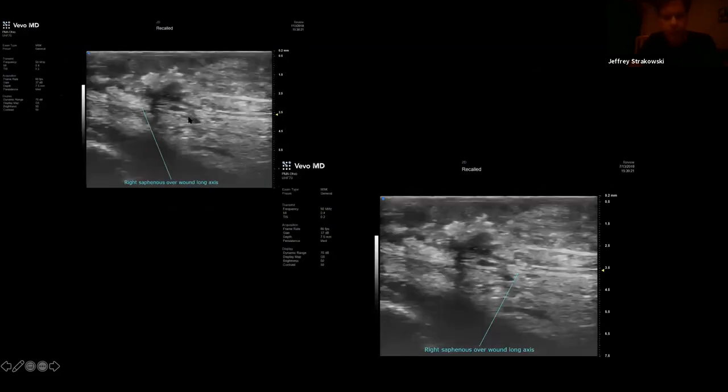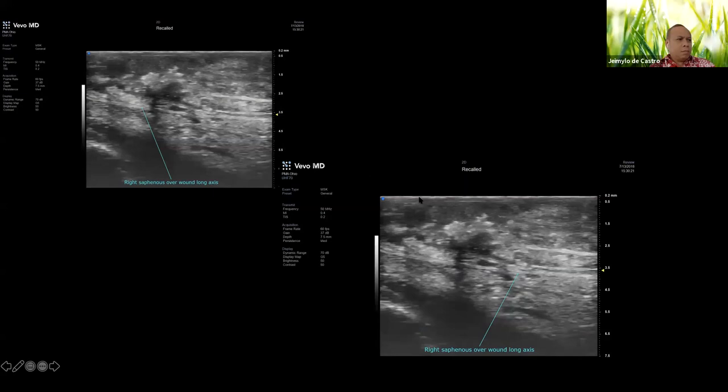Okay. And this one I'm proud of, actually. This is a long axis view of that distal saphenous nerve. This is about 0.2 millimeters in diameter. We can see it. And we can see the burn injury of it. So, another example, same thing.